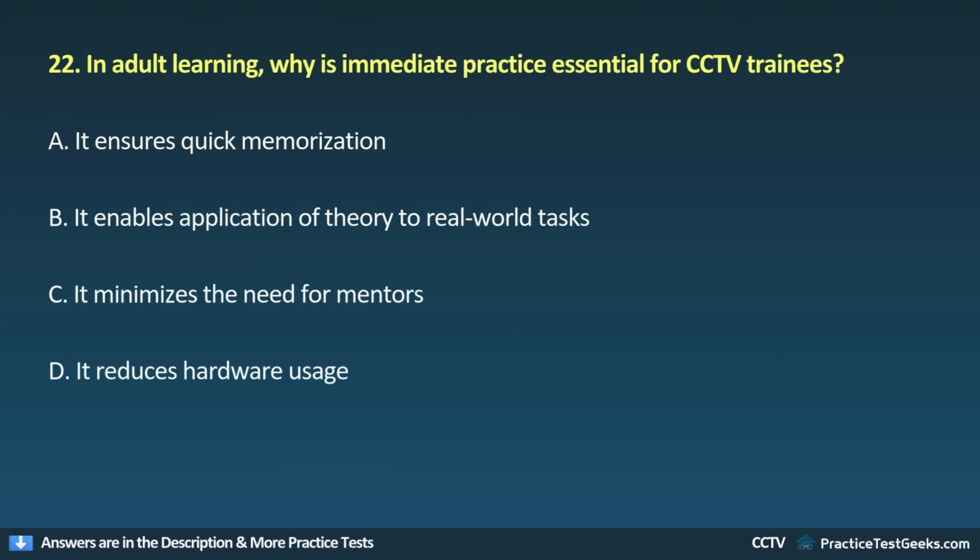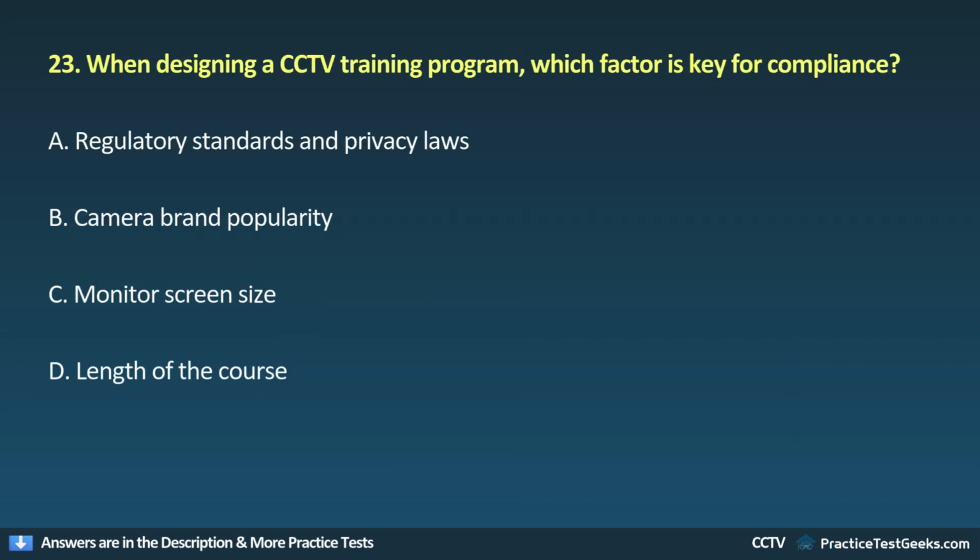22. In adult learning, why is immediate practice essential for CCTV trainees? A. It ensures quick memorization. B. It enables application of theory to real-world tasks. C. It minimizes the need for mentors. D. It reduces hardware usage.